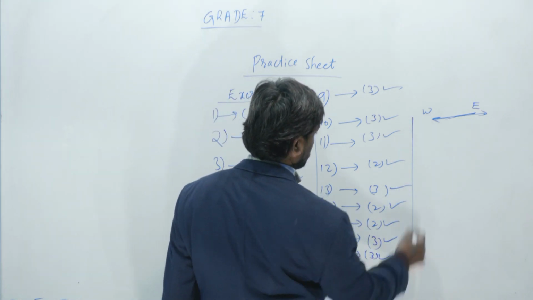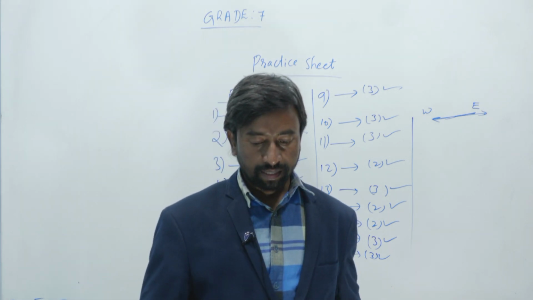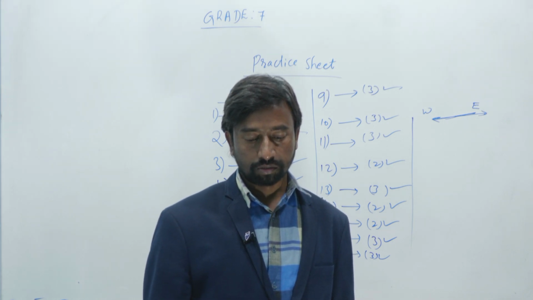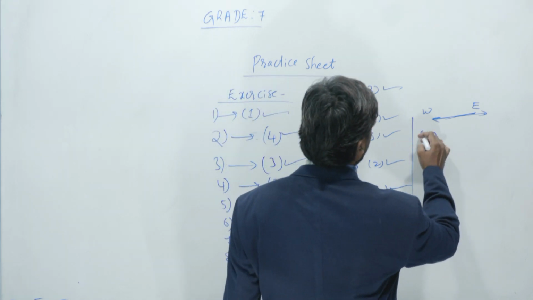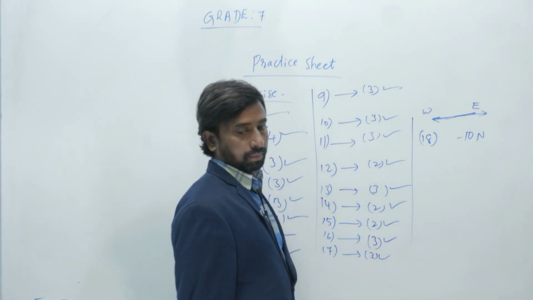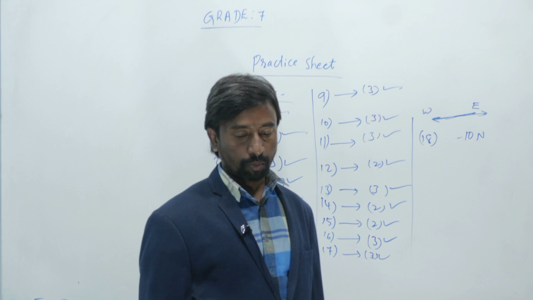Next, numerical type answers are there. A body exerts a force of 10 newtons on the ground, then the reaction of the ground is? So the 18th one is minus 10. The reaction will be in the opposite direction. The magnitude is the same but the direction is opposite. Minus indicates the reaction is in the opposite direction.